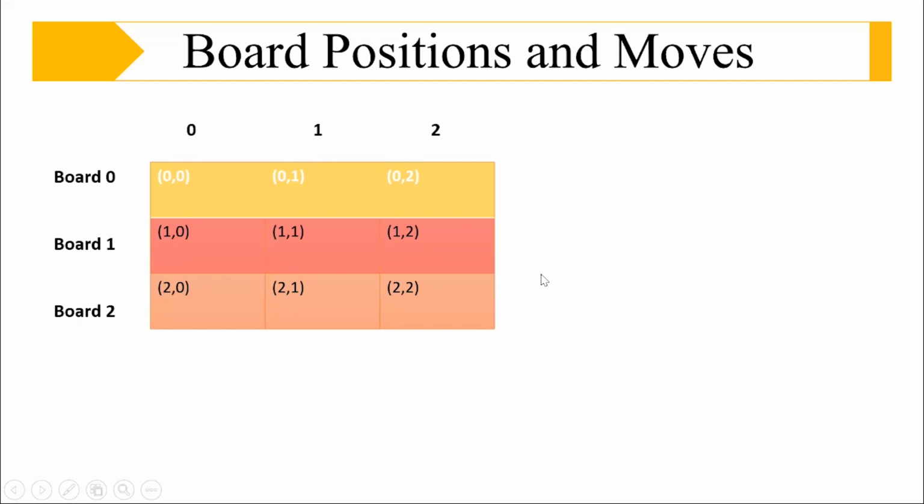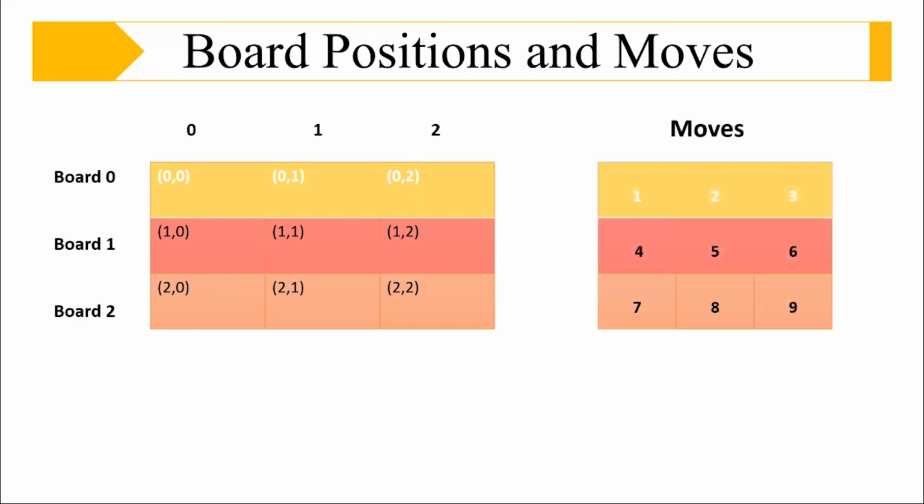Now let's see the moves. So in total, we have 9 moves. We need to remember here that the board positions or board numbers start from 0 and moves are from 1 to 9.